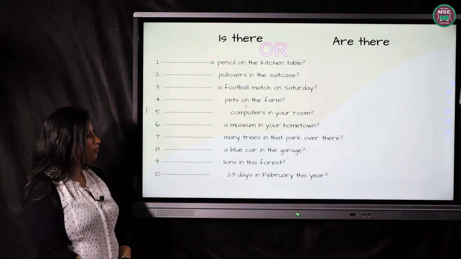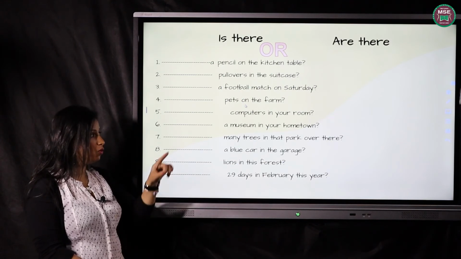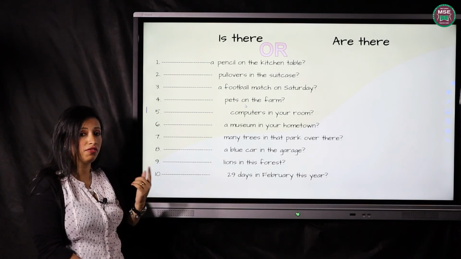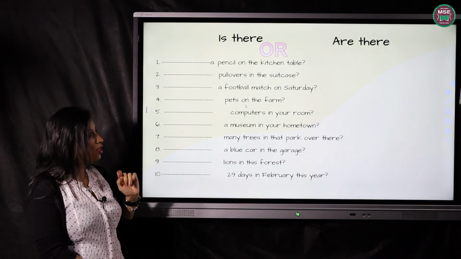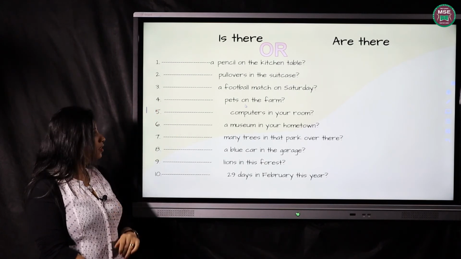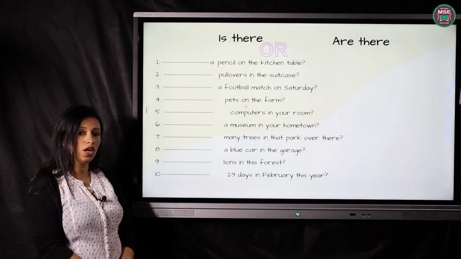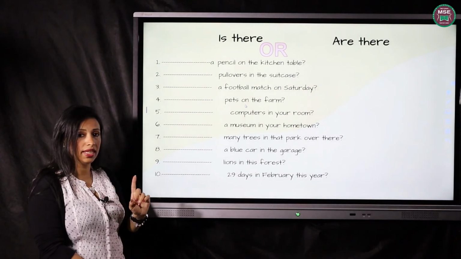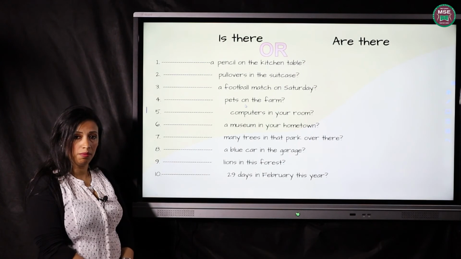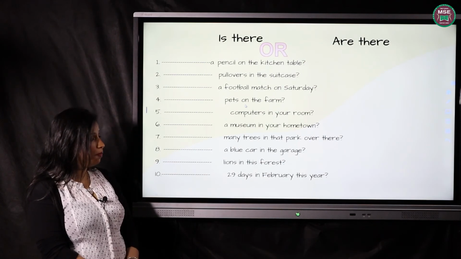Okay, number five, computers in your room. Again, pay attention to the question mark. This is a question. It's not a negative. It's not an affirmative. It's a question, so I have to start my question by using "is there" or "are there." So computers. Pay attention to the S. The S means that we are talking about plural, not singular. Plural means many things or many persons. Okay, so are there computers in your room?